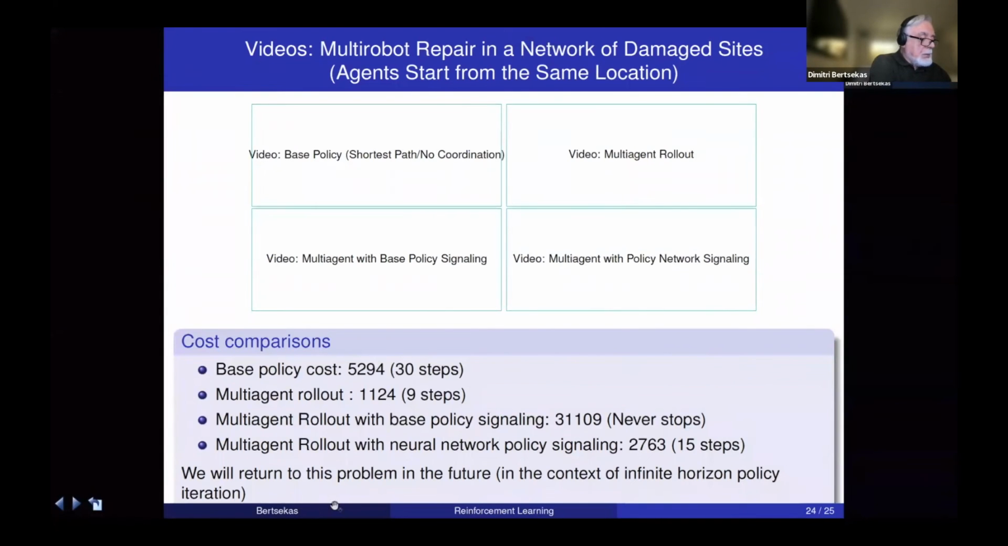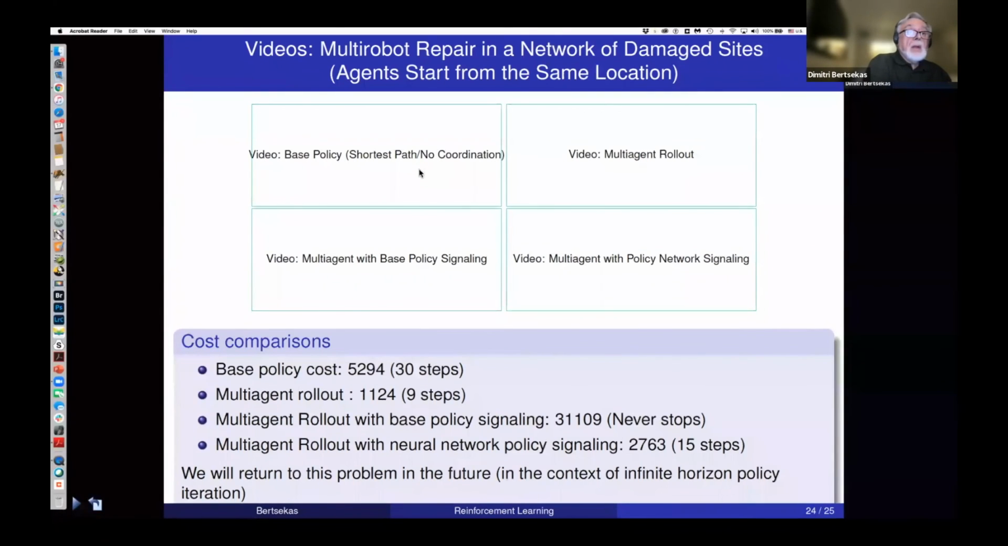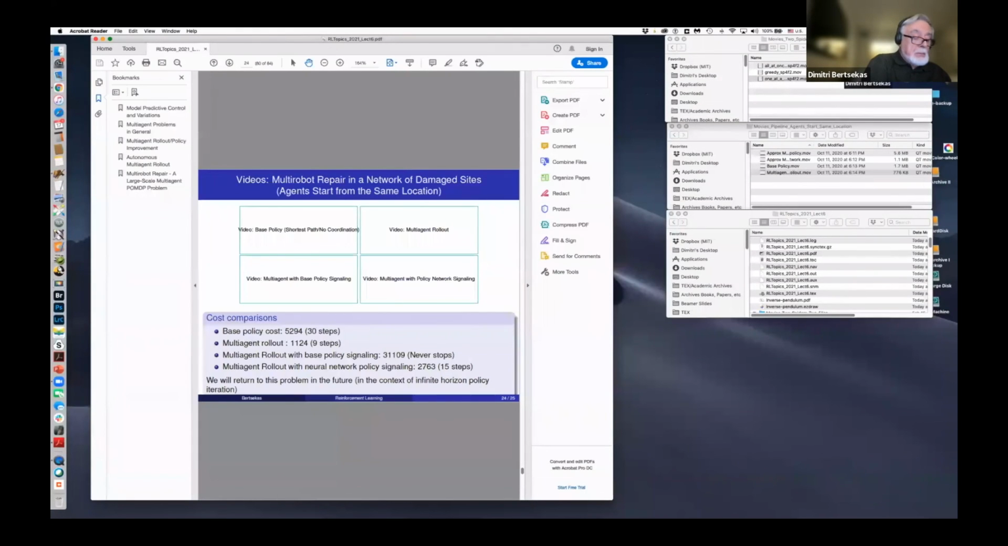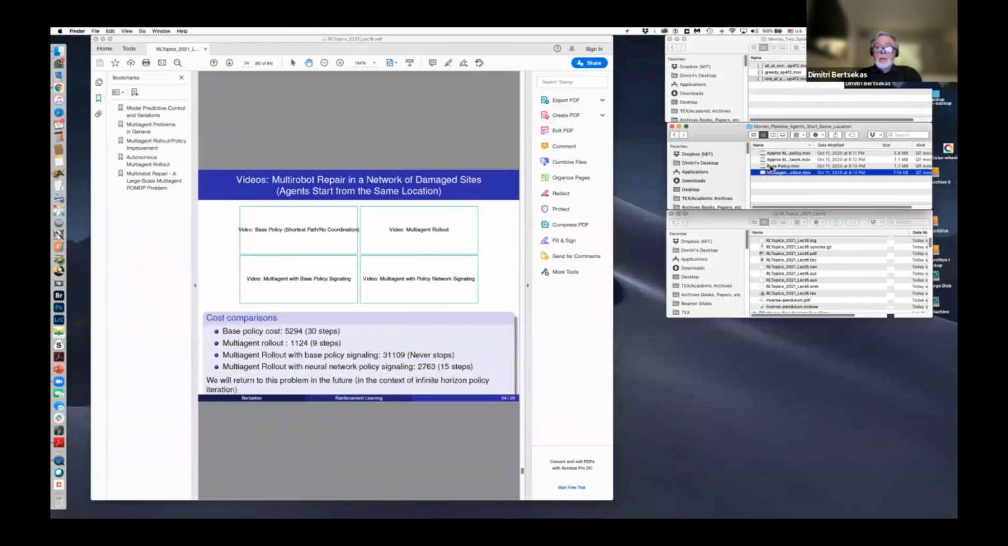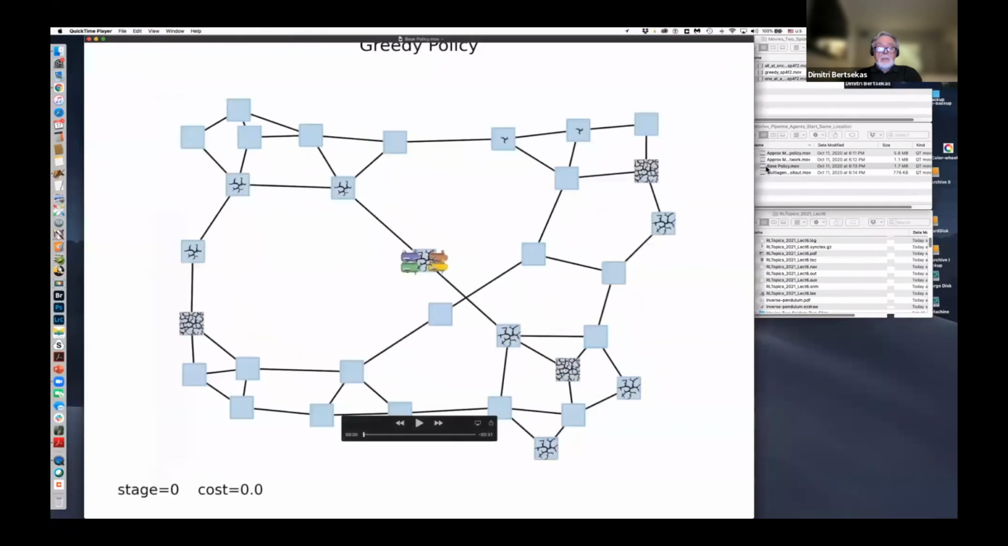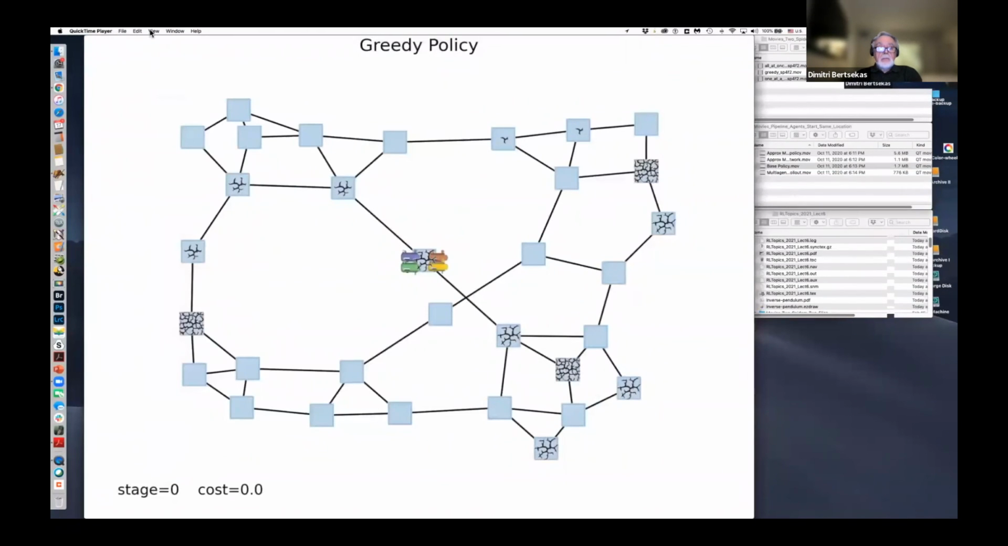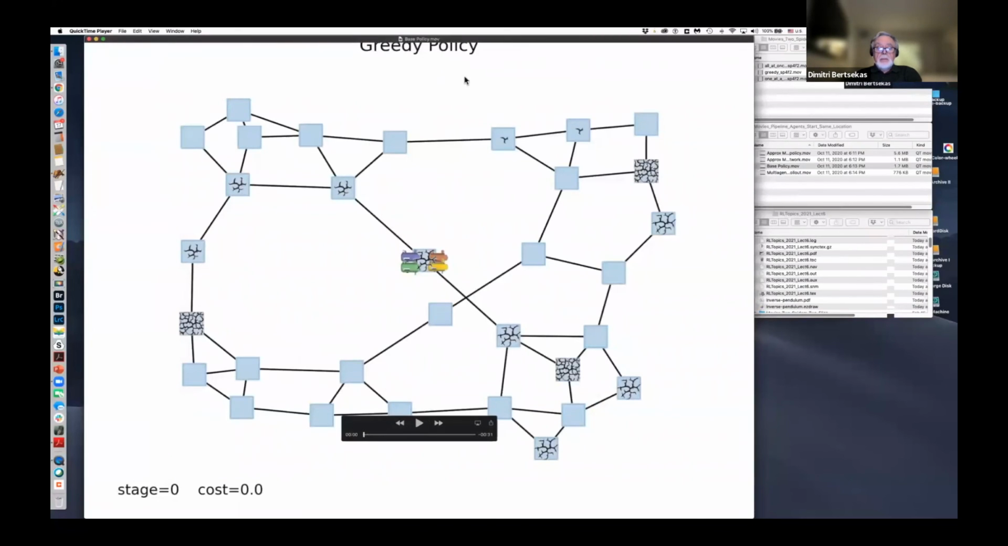So now let's see, I have to show you the videos. I'm going to show you this one first. Okay, just one moment. Okay, the base policy. This is a higher quality video than the one I had before. And I have deliberately started all the robots in the same location.